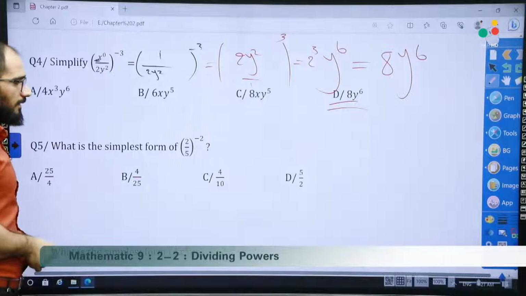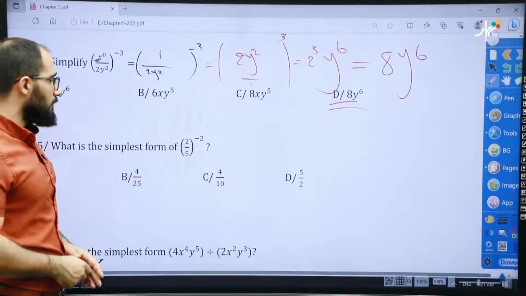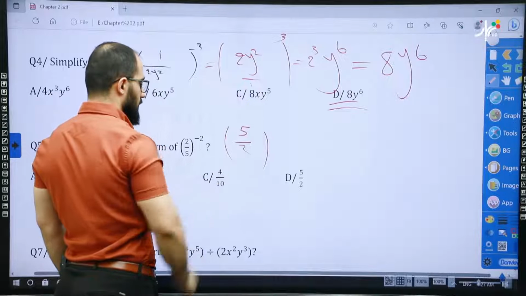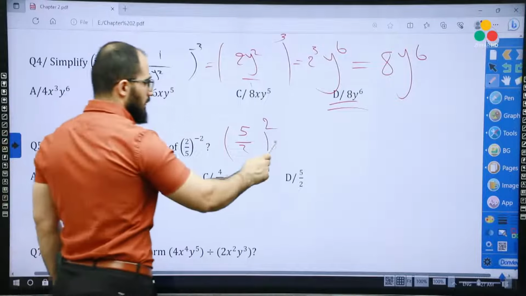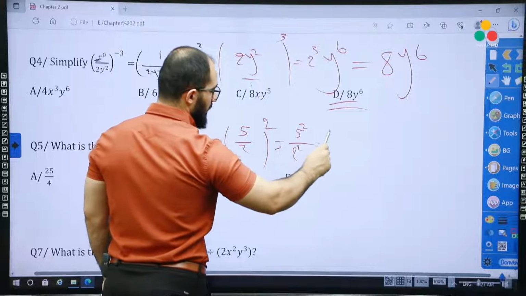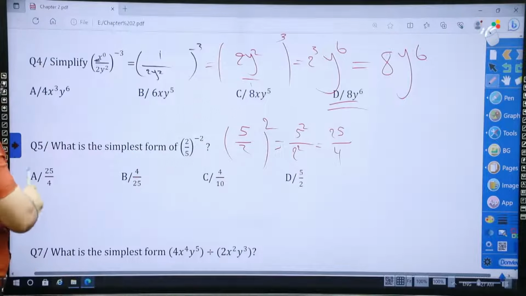For question 5, again we have 2 over 5 with power negative 2. Upside down, it's going to be 5 over 2 positive exponents. Then it's going to be 5 power 2, 2 power 2, means that 25 over 4, it is A.